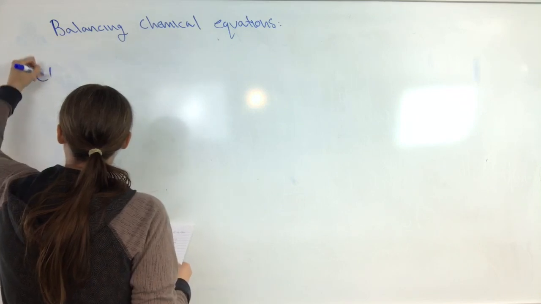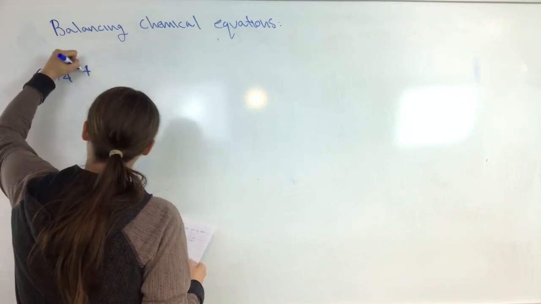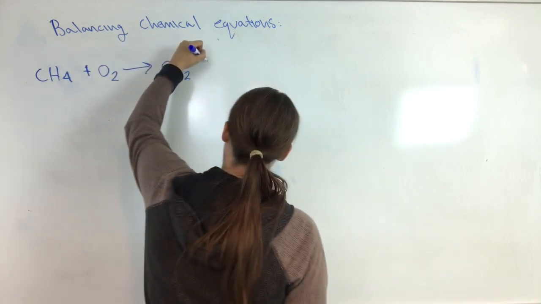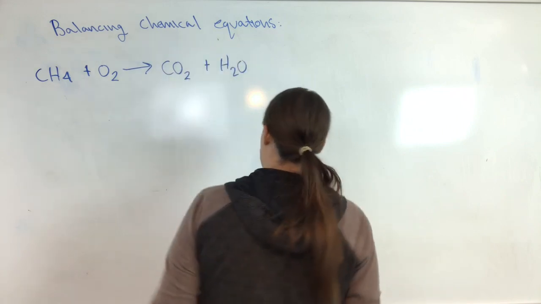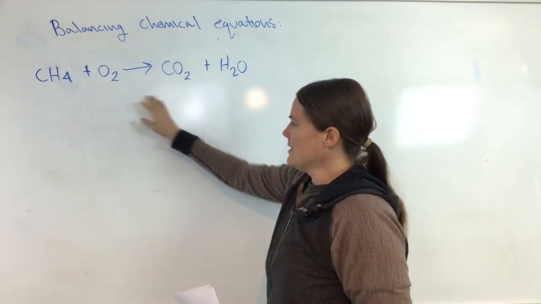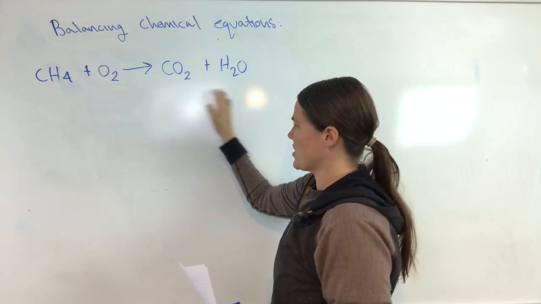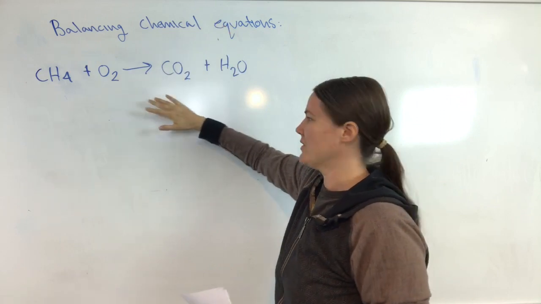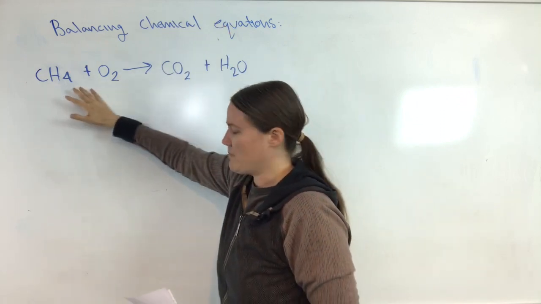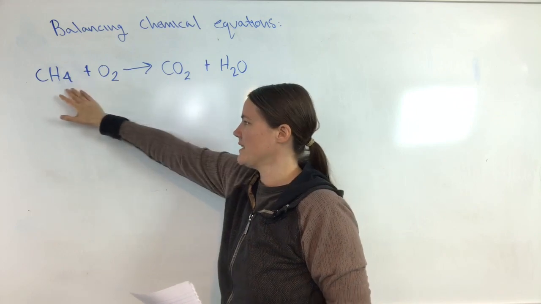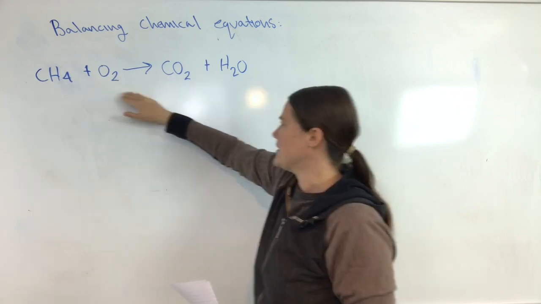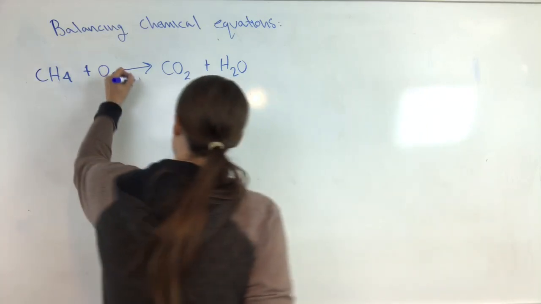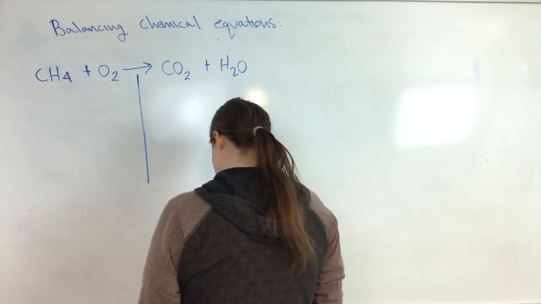Let's say that we have methane plus oxygen, and we're getting carbon dioxide and water. So you should be able to recognize this as a combustion reaction. That doesn't matter for this video because we're just balancing chemical equations, but a combustion reaction always has something reacting with oxygen, and your products are always going to be carbon dioxide and water. Okay, so let's balance this equation.